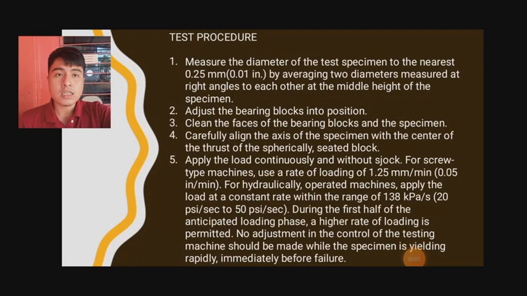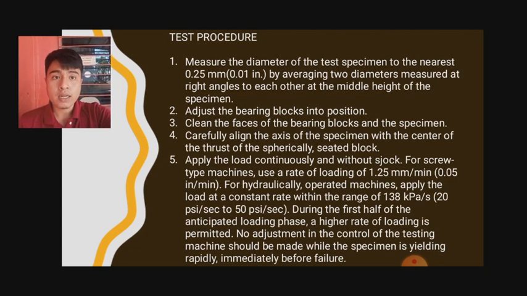To learn about the test procedure, number 1 that we should always remember is to measure the diameter of the test specimen to the nearest 0.25 mm or 0.01 inches by averaging two diameters measured at right angles to each other at the middle height of the specimen. Number 2, adjust the bearing blocks into position. Number 3, clean the faces of the bearing blocks and the specimen. Number 4, carefully align the axis of the specimen with the center of thrust of the spherically seated block. The last is to apply the load continuously and without shock.